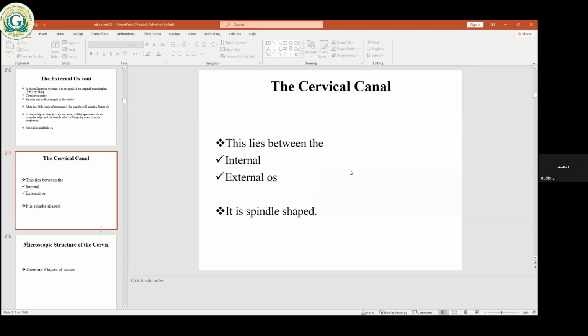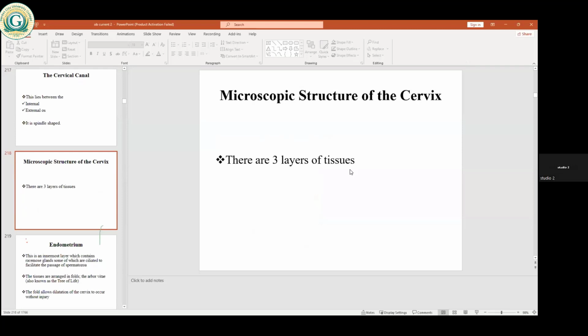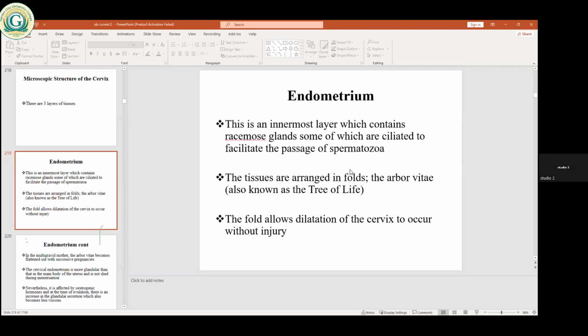It's spindle shaped. And the cervix has three layers, just like the uterus, because it's a part of the uterus. The first layer is the endometrium. The endometrium here is the innermost layer, just like the uterus. But the difference between that one and that of the uterus is that it's ciliated. It has cilia, it has projections. And the ciliated glandular body is called arbor vitae, tree of life.